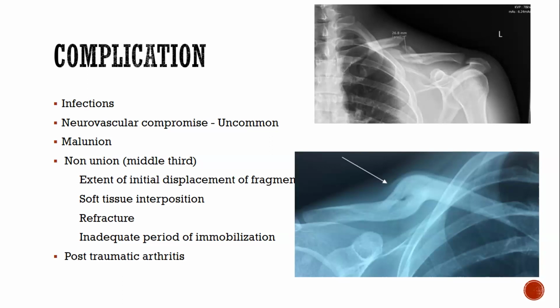Malunions and non-unions are seen in non-operatively managed clavicle fractures, and non-unions are most commonly seen if the displacement is more, and in fractures with soft tissue interposition, refractures, or inadequate period of immobilization, and post-traumatic arthritis.